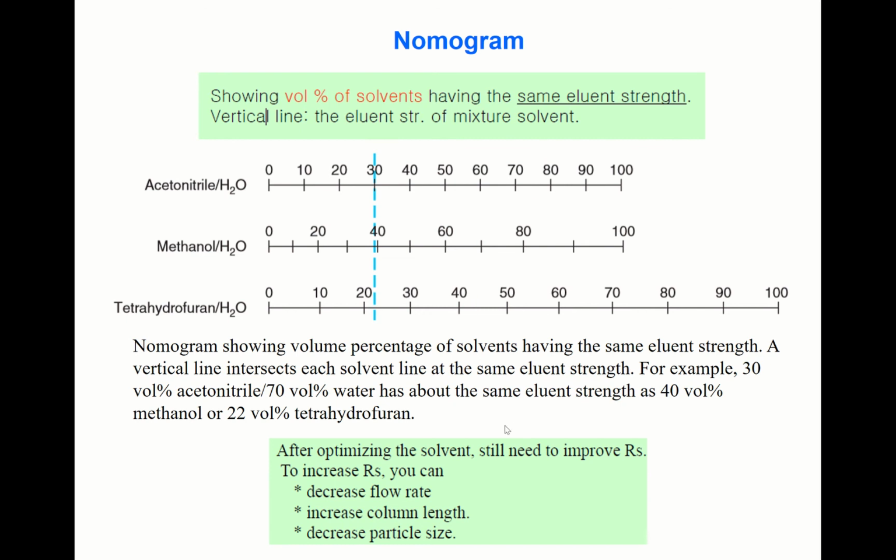After optimizing the solvent, if you still need to improve resolution, you can decrease the flow rate. If you decrease the flow rate, you will have a better resolution. You can also increase column length, of course. A longer column gives you more chance to separate the species. And decrease particle size. These things you can try. Okay, let's temporarily stop here.